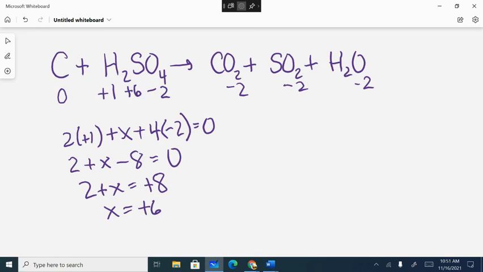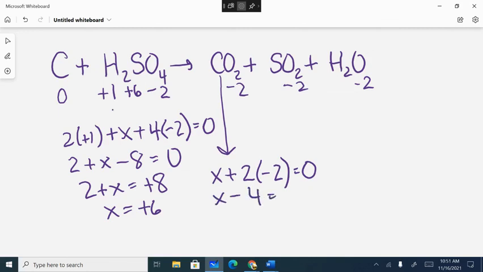Let's go to the other side. Carbon is one of those ones that can do lots of different oxidation states. I've got one carbon that's bonded to two oxygens that are minus 2. So in this case, the charge on carbon is plus 4. Who can look at sulfur and tell me what the charge is on that right away? It's exactly the same math, isn't it? It's attached to two oxygens.